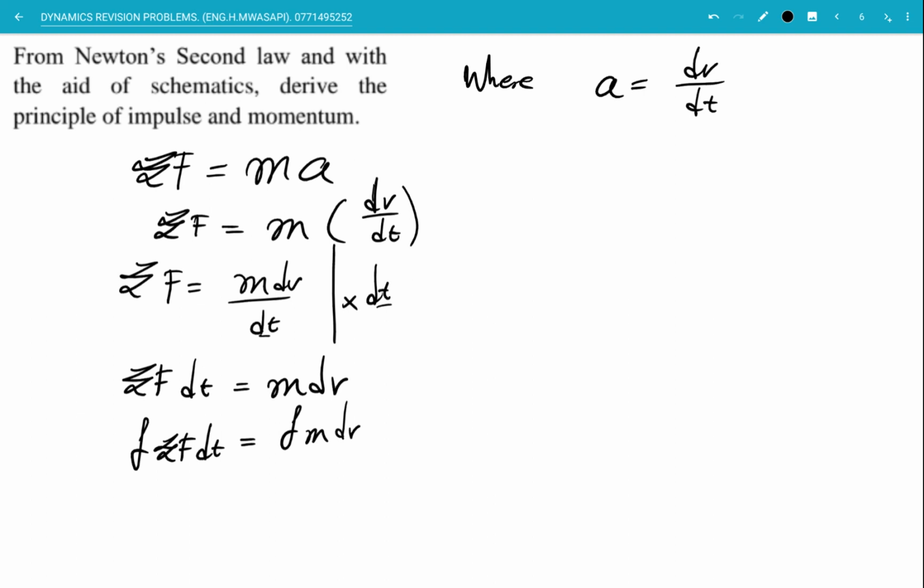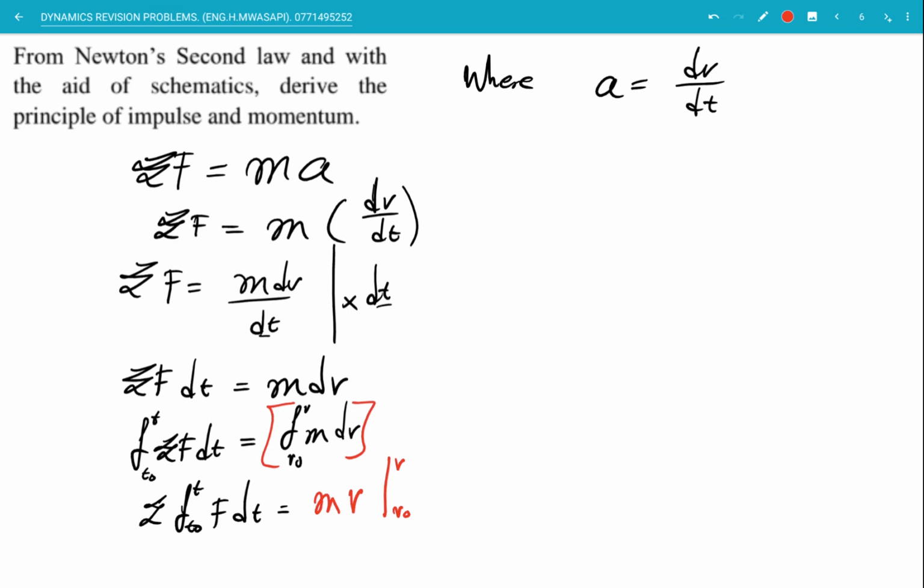So this one will have the limits of t naught and t final. Same thing here, v naught and v final. So upon doing that, you will have the integral from t naught to t. Summation can be plugged out, and you have force times what? dt, being equal to, if you integrate the right hand side, this portion here, you have mv at the limits of v naught and v.